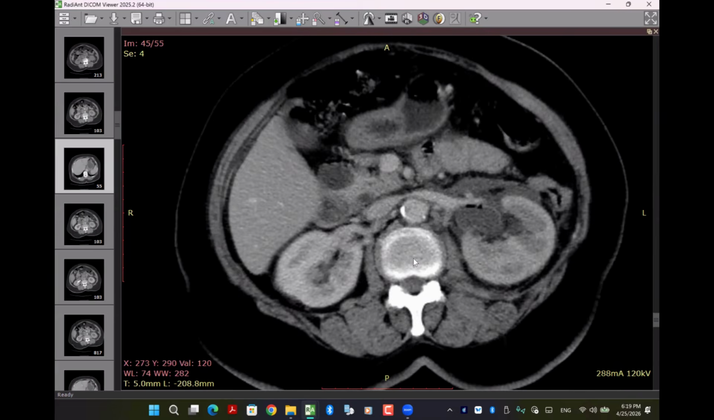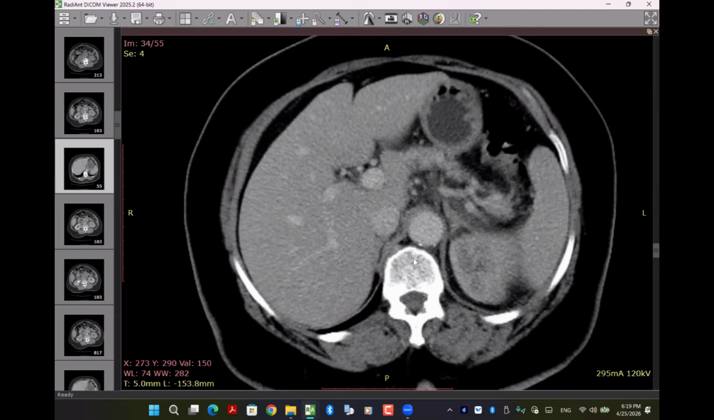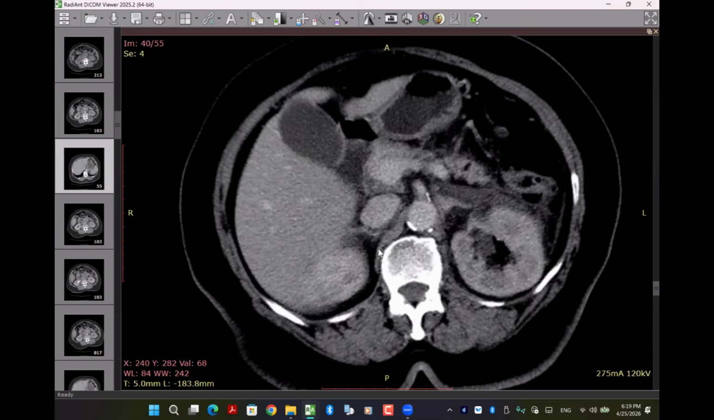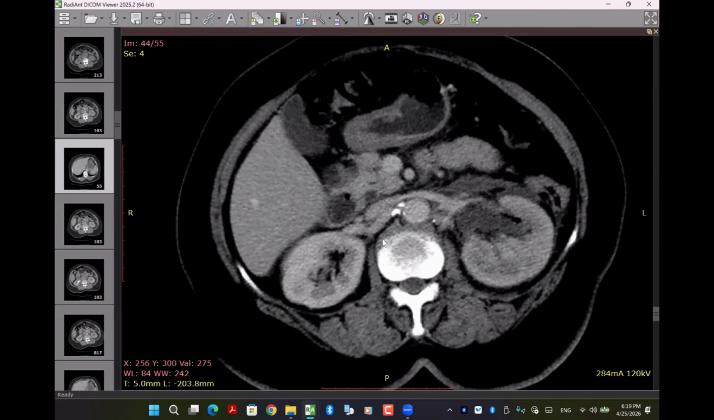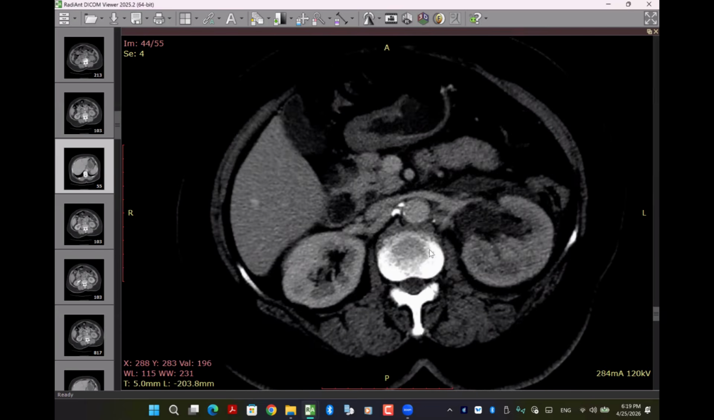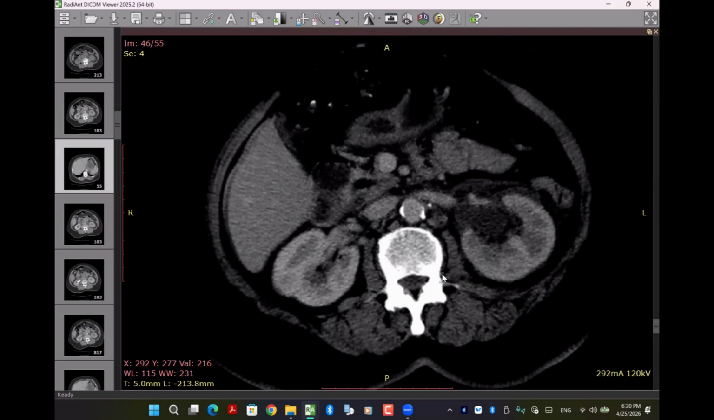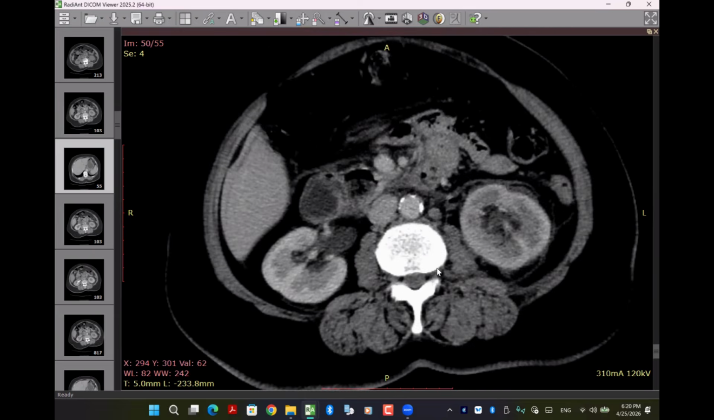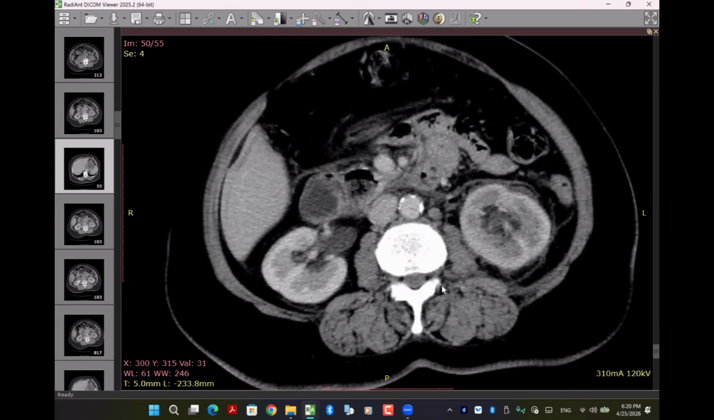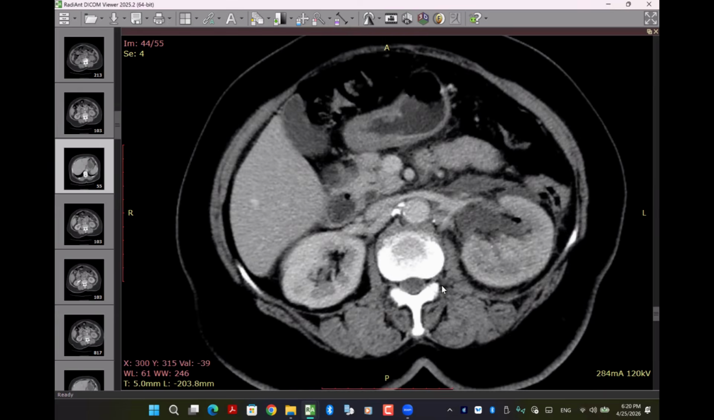Let me review with you the contrast and the enhancement of the kidney. This is the corticomedullary phase of the kidney. No, sorry, this is still... no, you are good, corticomedullary. Continue. The left kidney parenchyma shows normal enhancement.